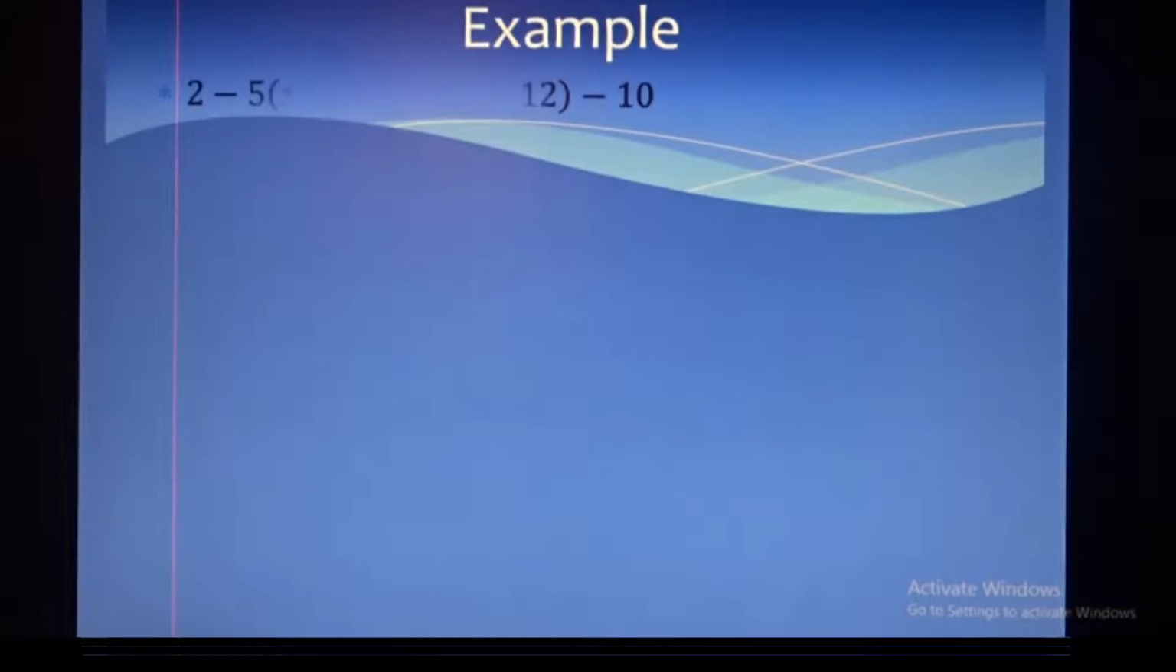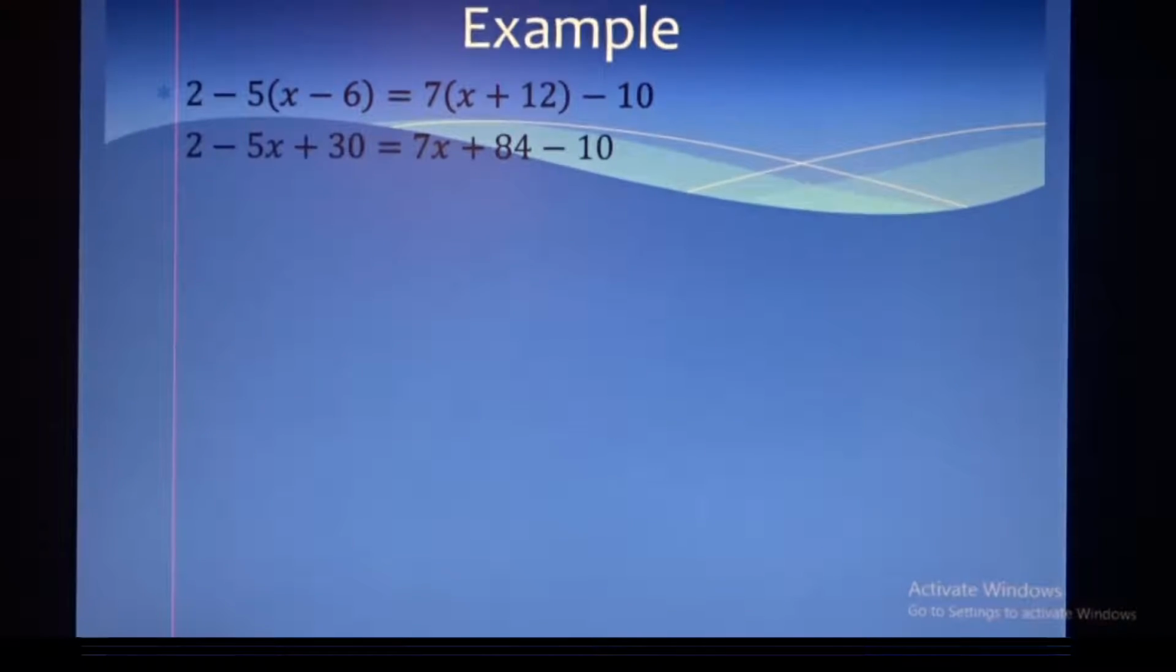Here's another example. This one's a little more complicated. In this case, we have to simplify both sides of the equation before we can start changing sides. So we need to multiply negative 5 times x and negative 5 times 6, and we have to multiply 7 times x and 7 times 12. The multiplication on the left-hand side is going to give you negative 5x plus 30. The multiplication on the right-hand side is going to give you 7x plus 84.